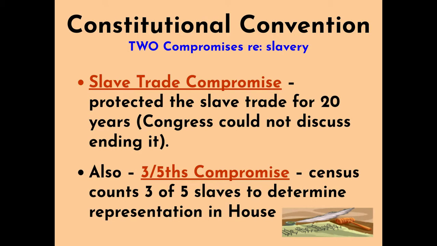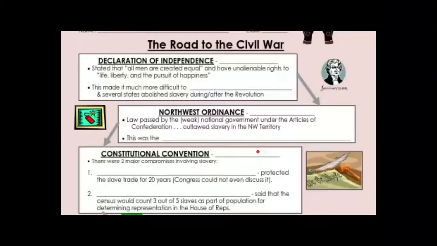Anyways, there are two compromises that involved slavery: the Slave Trade Compromise and the Three-Fifths Compromise. So in your notes here, we should have filled in this part already. Okay, the North. So you're putting the year 1776, 1787. This was the first federal law to outlaw slavery. That's what you're writing there. This was difficult to justify or defend slavery.